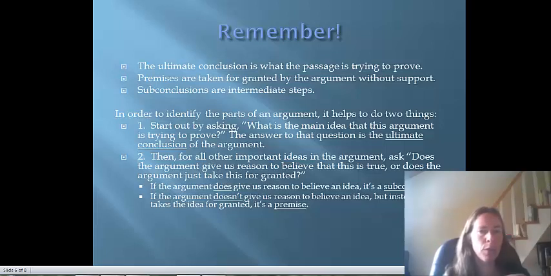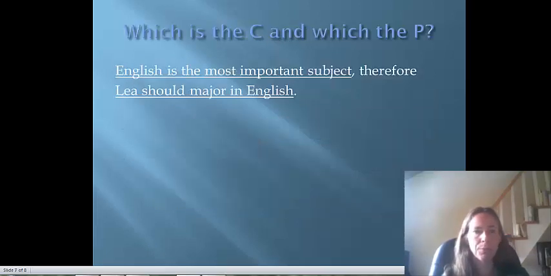So these are the steps you need to take, especially in Unit 3. This is going to be key to one of your assignments. You're going to want to read your article and ask these questions, and that will help you figure out what's the premise, what's the subconclusion, what's the ultimate conclusion.